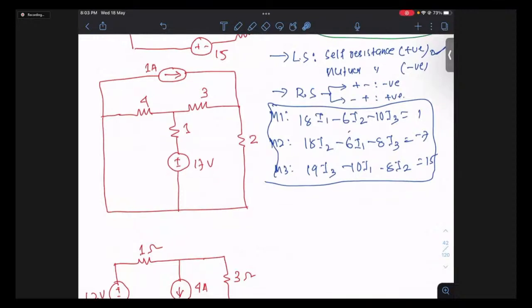And coming to this case, if you see, again, let's say this is my mesh 1, this is my mesh 2, and this is my mesh 3. Again, you should be writing I1, I2, I3, right?